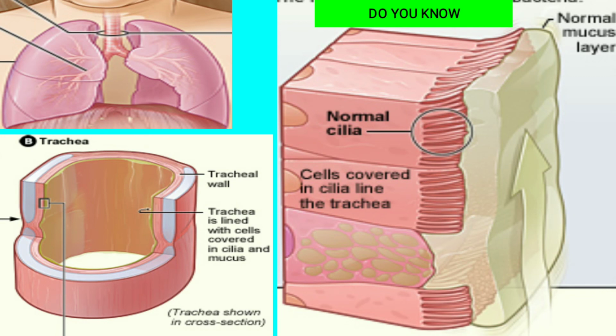So what is it? Mucus is formed because the dust particles are stuck over there to the cilia, the hair-like structure.